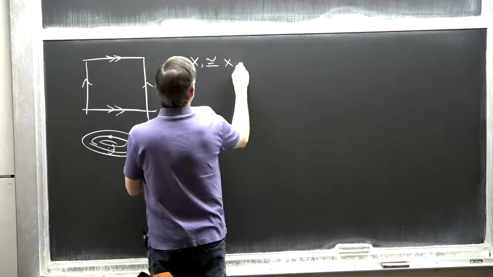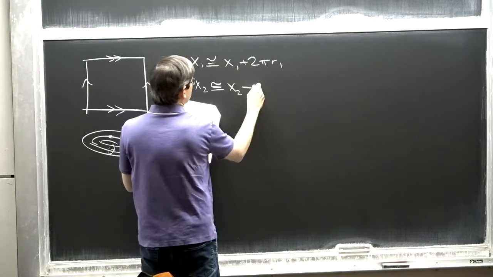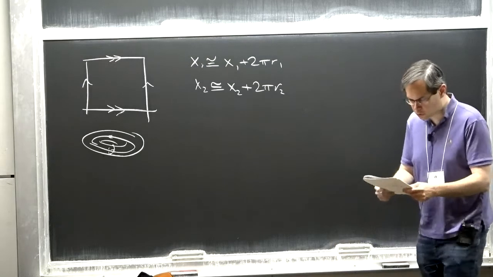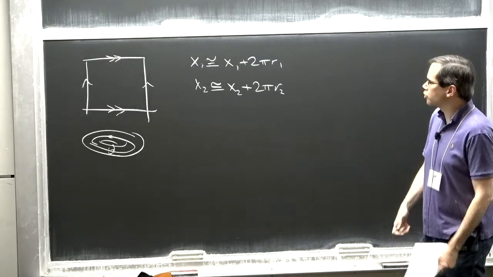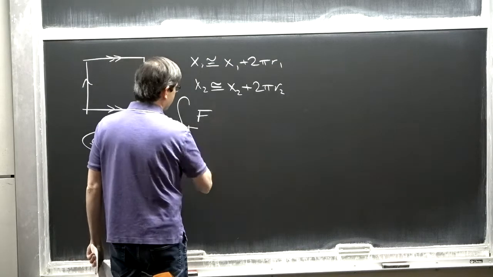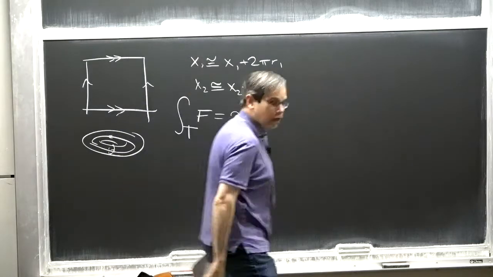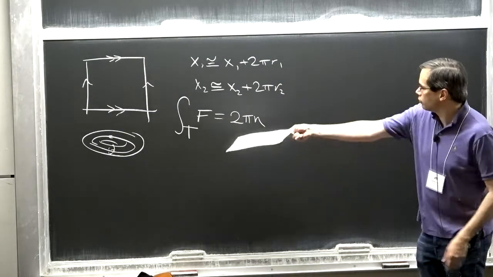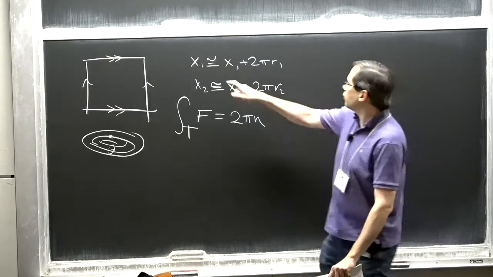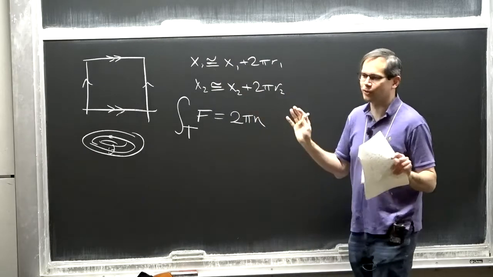And I'm going to give it coordinates x1 and x2. They're periodic with period 2 pi r1 and 2 pi r2. And what I want to do is just show you a field configuration where the integral, I'm going to call my torus T, the integral of my gauge field strength over the torus is 2 pi n. Question? Where is approximately equal? Not. Oh, that's not approximate. That's like congruent to, like identified with. So I mean it to be stronger than equal, not weaker.